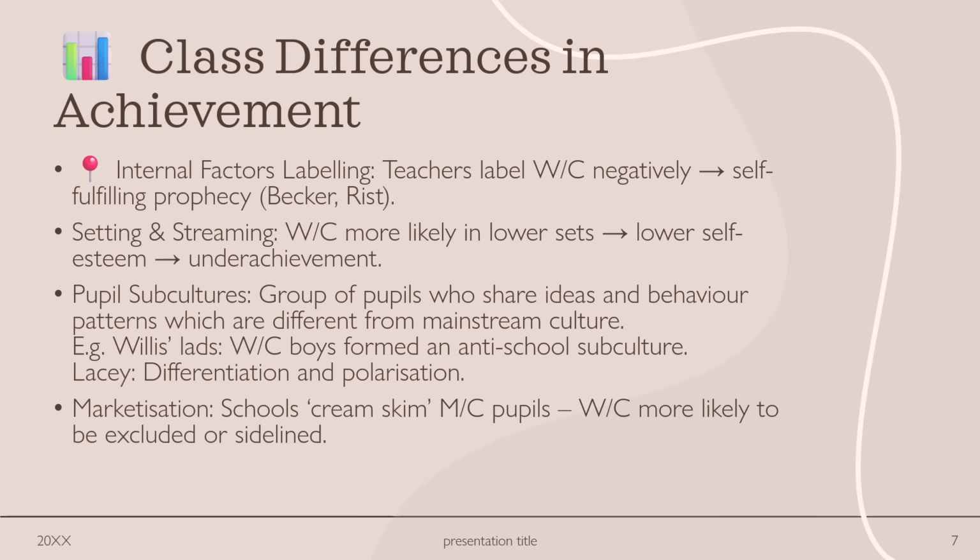And then marketization, which is just a competitive market between schools. Schools cream-skim middle class pupils. Working class pupils are more likely to be excluded or sidelined. Basically, the good schools are obviously going to want the better students, and because of all the factors, the middle class are going to be performing better. So the good schools take in the middle class students, whereas the bad ones are low-key just going to take in the working class ones, which makes the working class perform even worse. It's just a cycle.